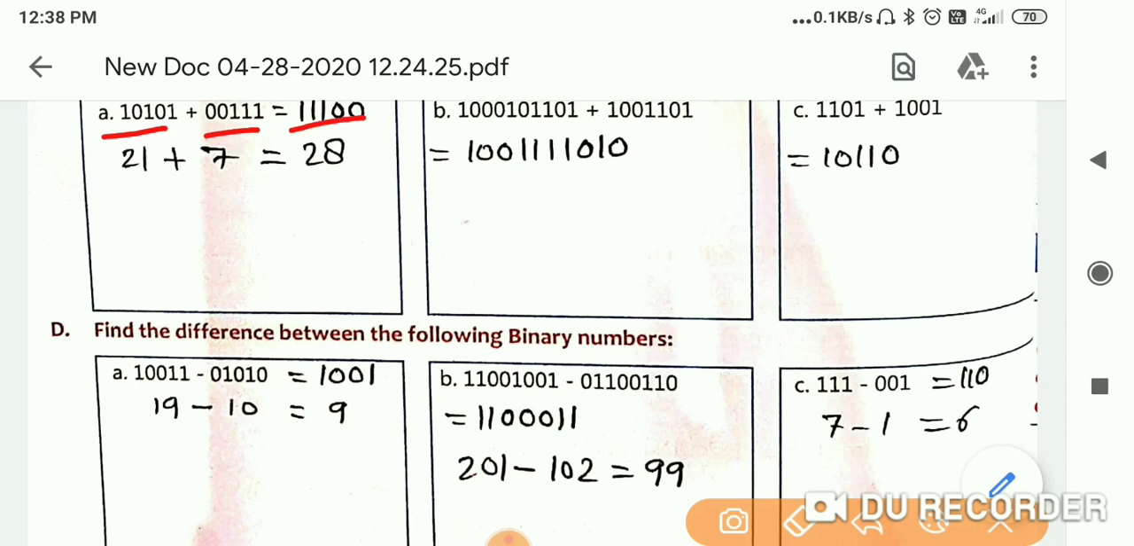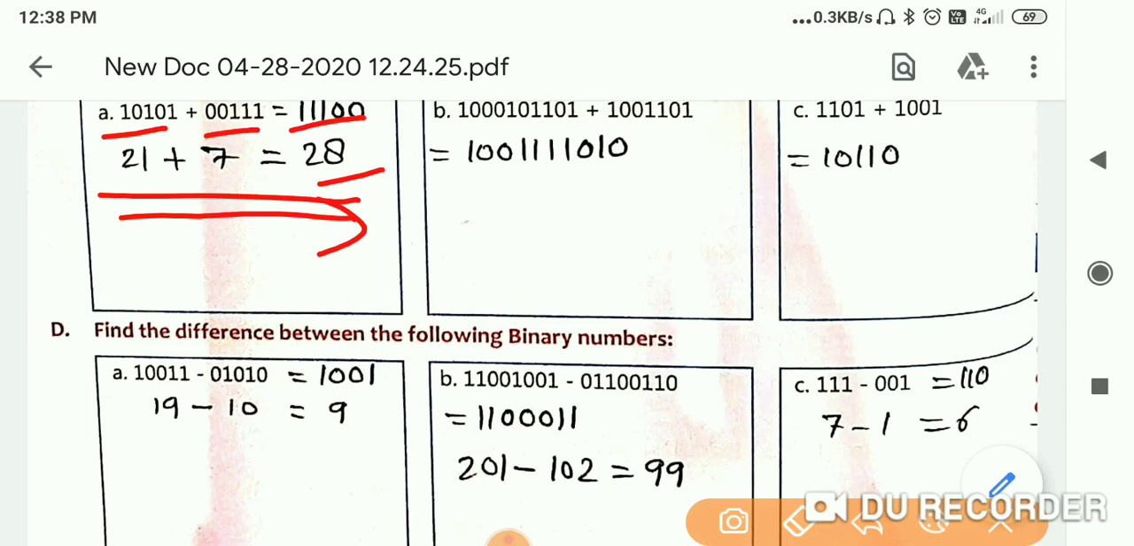And children, you can see this line also. In this I have converted 10101 in decimal and it comes 21. 111 is equivalent to 7 in decimal and 11100 it is equivalent to 28 in decimal number. So in this way you can tally the answers, means you can cross check the answers whether whatever you have done is correct or not. Like 21 plus 7 equivalent to 28 in decimal.